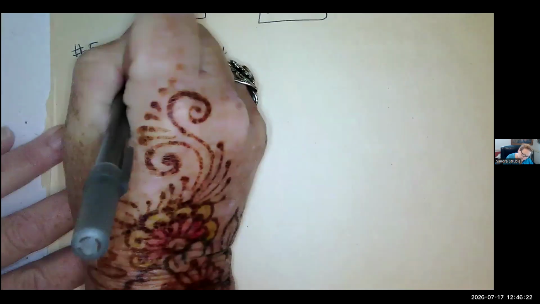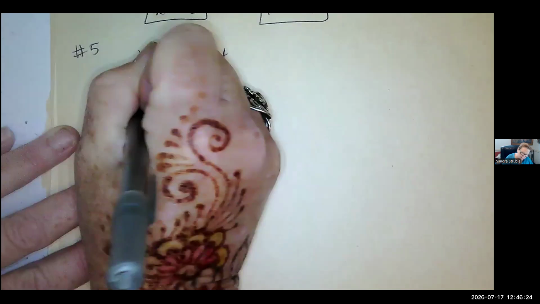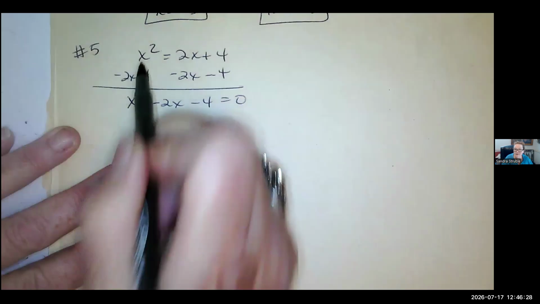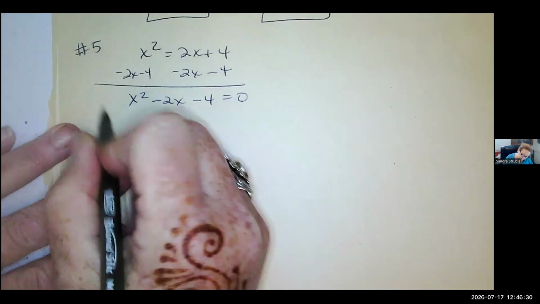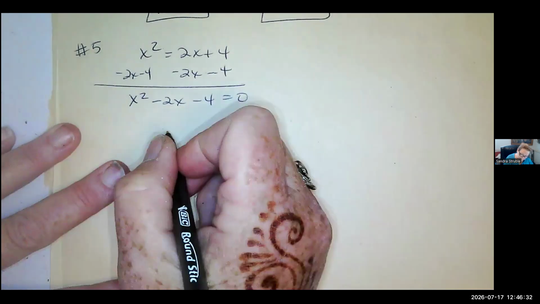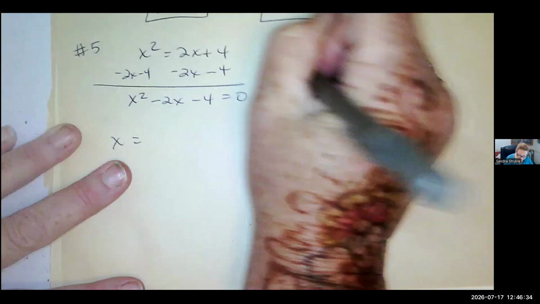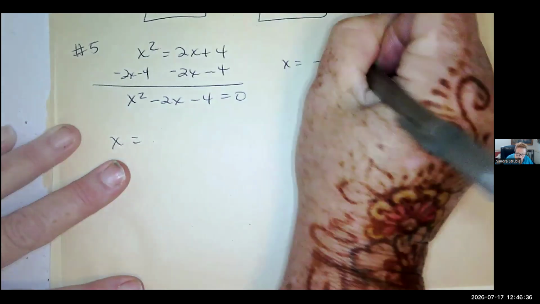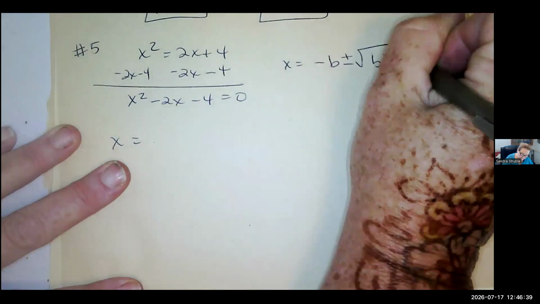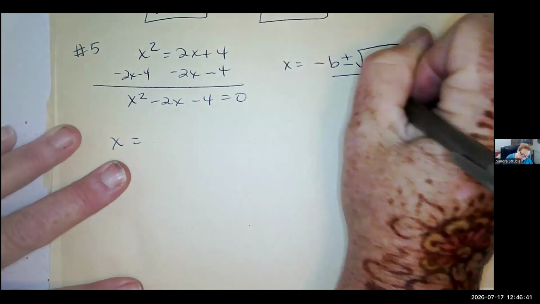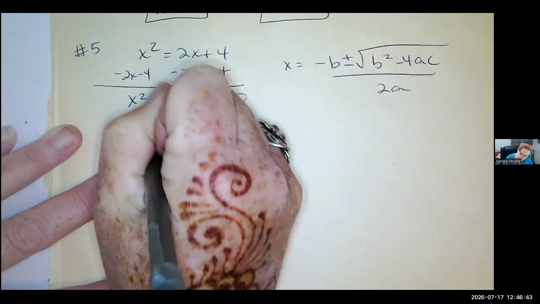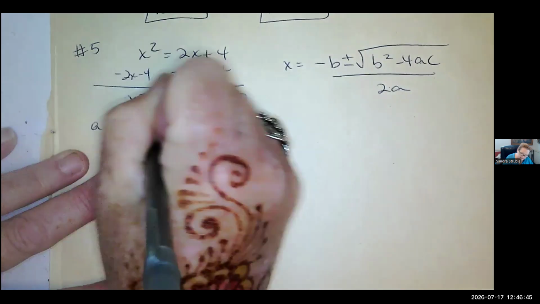X squared minus 2x minus 4 is equal to 0. I want to keep my x squared positive, remember. So I can't factor this other than the quadratic, which is x equals negative b plus or minus the square root of b squared minus 4ac, all of that over 2a. My a is 1, my b is negative 2, my c is negative 4.